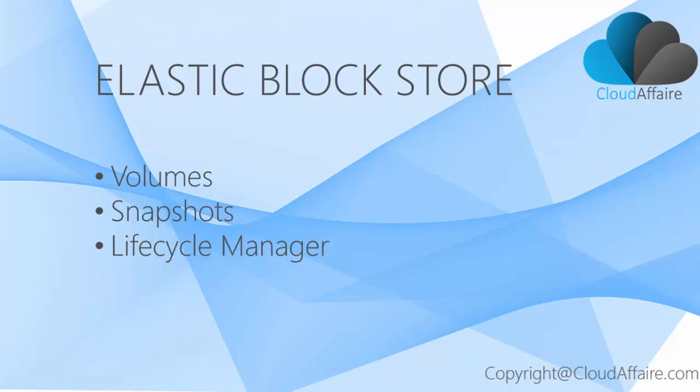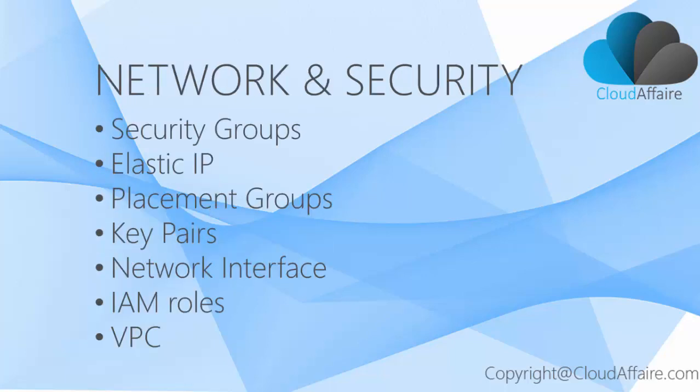Lifecycle Manager. Amazon Data Lifecycle Manager or DLM for EBS snapshots provides a simple, automated way to back up data stored on Amazon EBS volumes. You can define backup and retention schedules for EBS snapshots by creating lifecycle policies based on tags. With this feature, you no longer have to rely on custom scripts to create and manage your backups. Network and security.